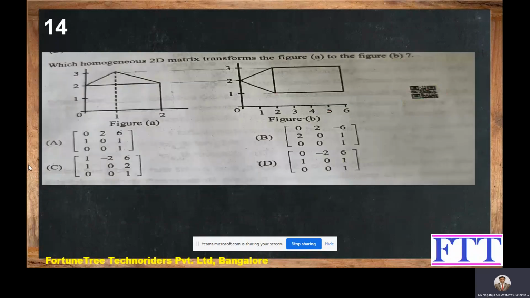Next, they have given a homogeneous 2D matrix transform. Figure A is translated to figure B. What is the 2D matrix? Options A, B, C, D are given as matrices. Which matrix is the right answer? For this question, the right answer is D: 0, -2, 6, 1, 0, 1, 0, 0, 1. Option D is the right option.